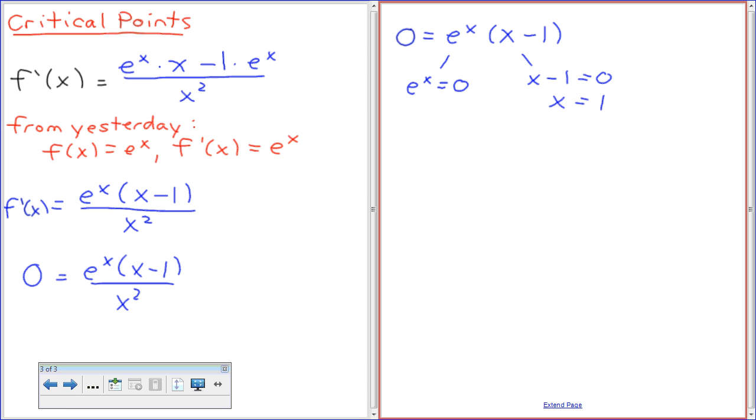Can e to the x ever equal 0? No, so there is no root here. So x is just equal to 1. Okay, are we feeling sort of okay about where that came from here?